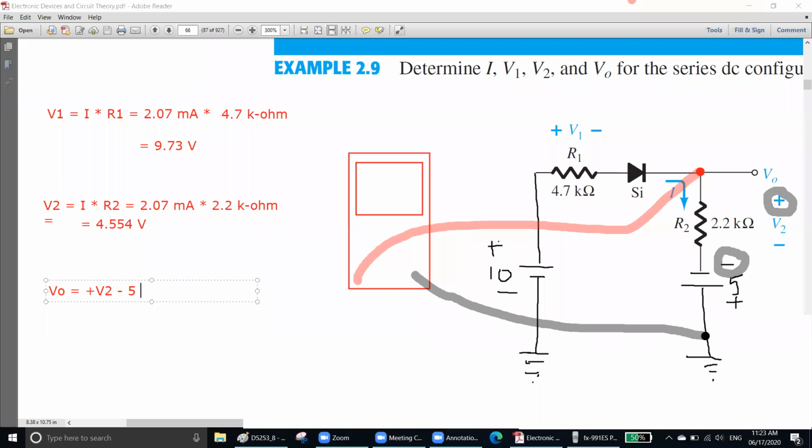So plus V2 means what? Plus 4.554 volt minus 5 volt, right? So something like minus 0.457, or something like 0.45. Yes, something like that. Understood? You understood the problem?